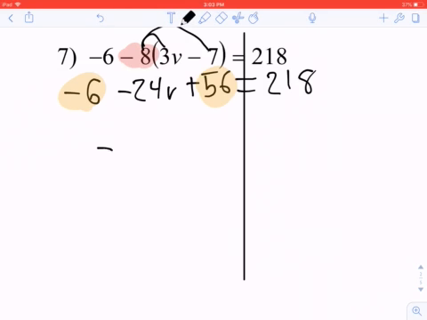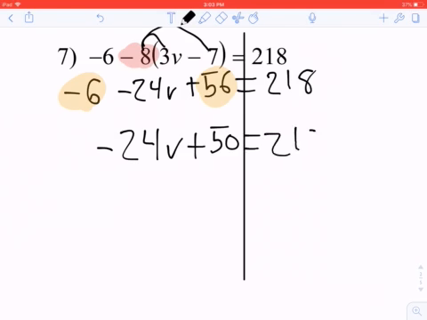So we will get negative 24v plus 50 equals 218.